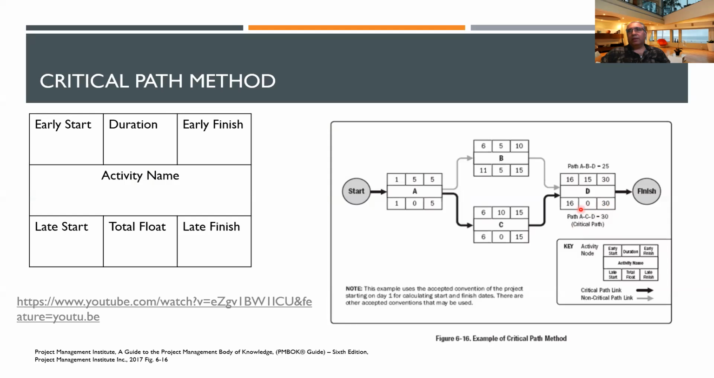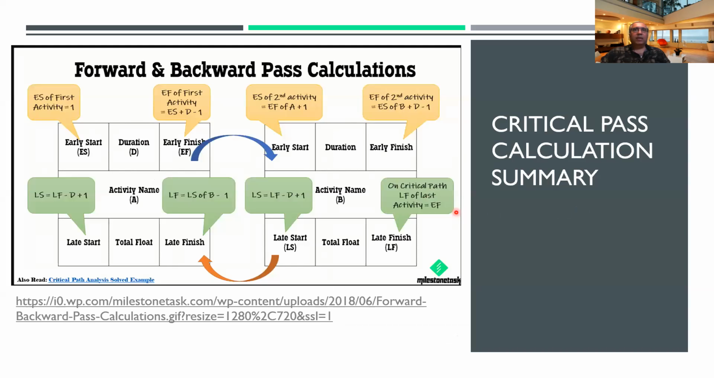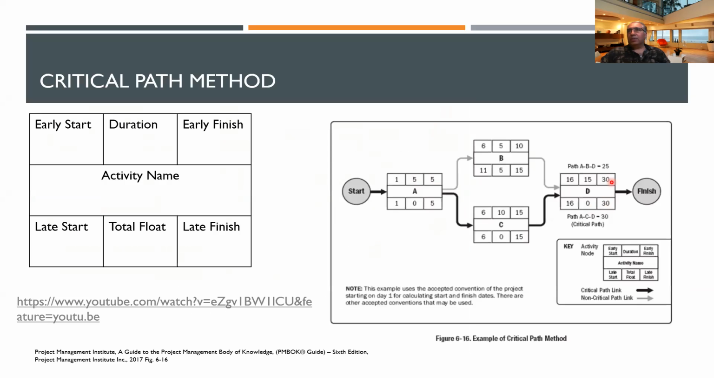So you have here, on the way backwards, you have to go back and think 30, and here's 16. How do we get that? So this is what we do here. On the critical path, the late finish of the last activity is equal to the early finish. So from the early finish, you just bring that down. First of all, that's easy. So 30, 30, just bring that down, right?